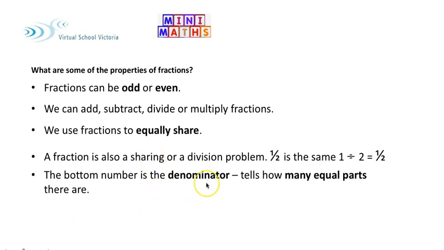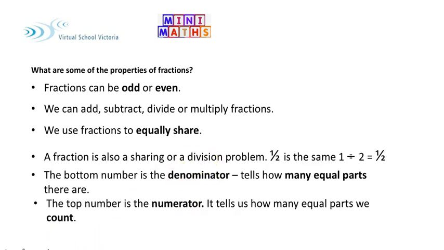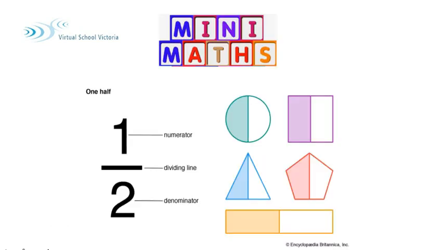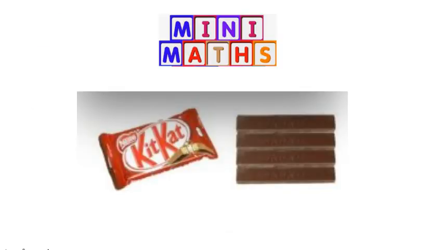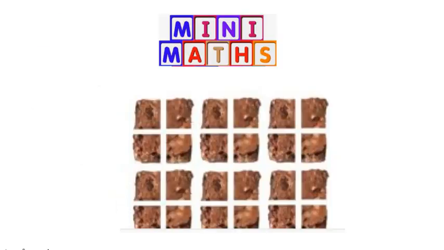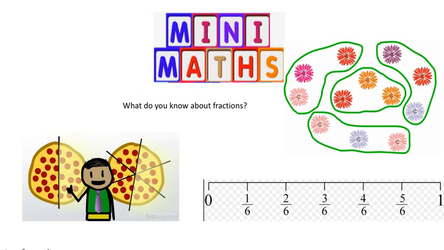The bottom line is the denominator. It tells us how many equal parts there are altogether. And the top number on a vulgar fraction is the numerator. It tells us how many equal parts we're working with. And of course, you know this very well. Let's continue. Fractions in real life, some examples there.